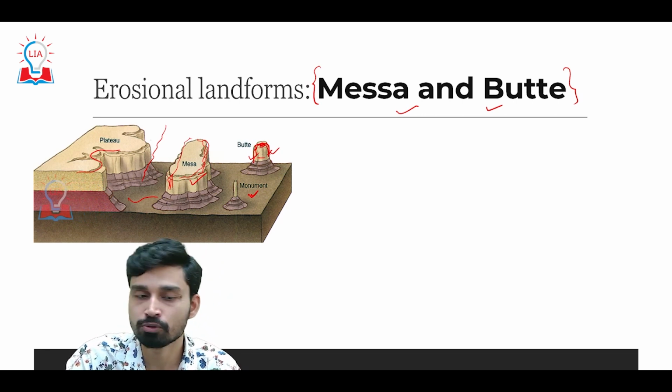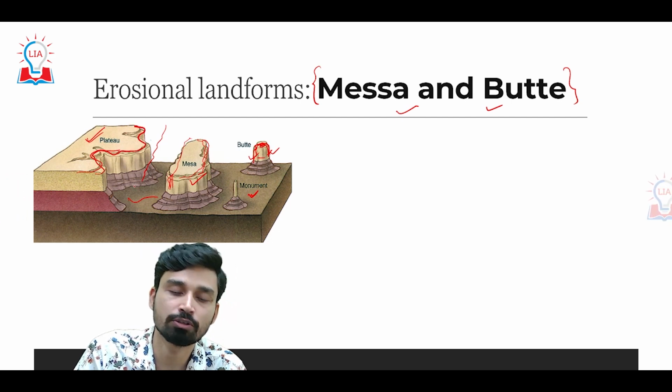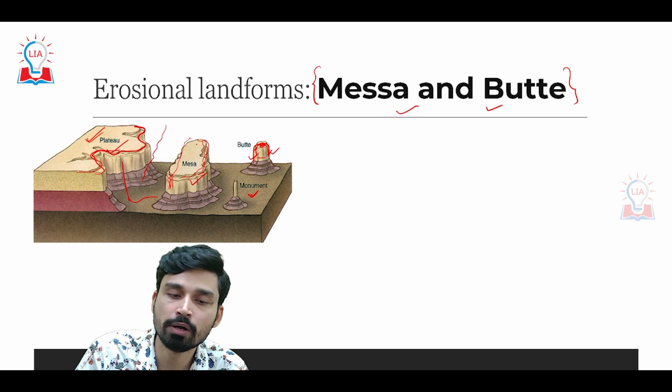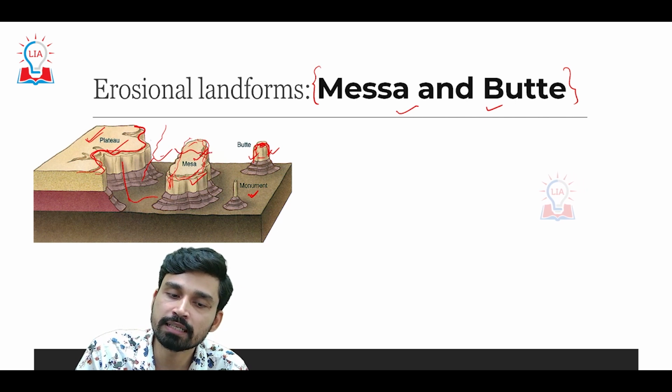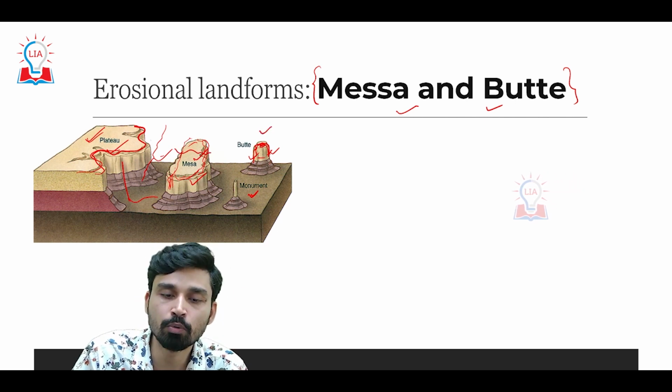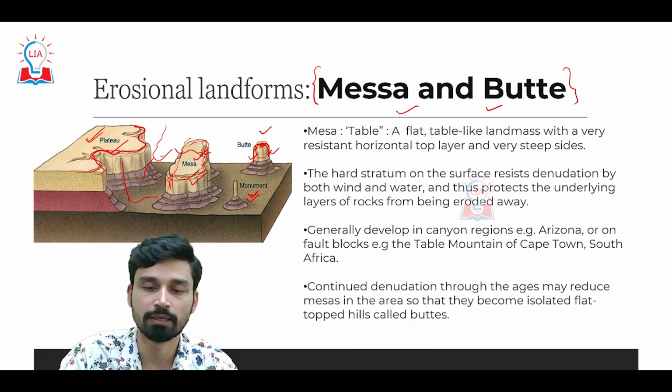In simple terms, we can also understand it like this: the larger part, which has this plateau-like structure, a flat top, elevated structure, is called a plateau. A small part of the plateau which is separated away due to erosion is called a mesa. If the mesa is eroded significantly again, it converts into a butte, and if the butte is eroded significantly again, it converts into what we can call a monument.